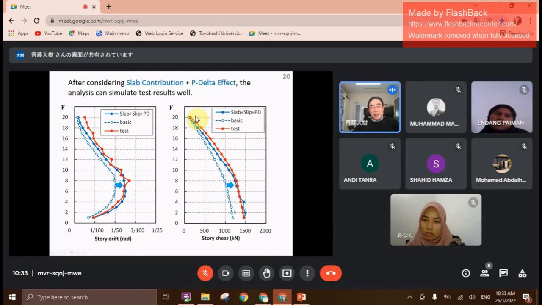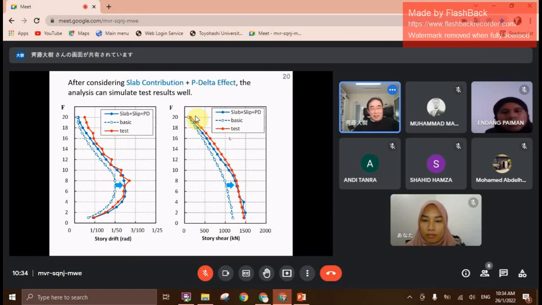Then I considered the slab effect more, the full total area. So the solid blue line is the modified Stella 3D model. It's getting better. So my learning is that Stella 3D is not perfect. So we must always compare with test results.